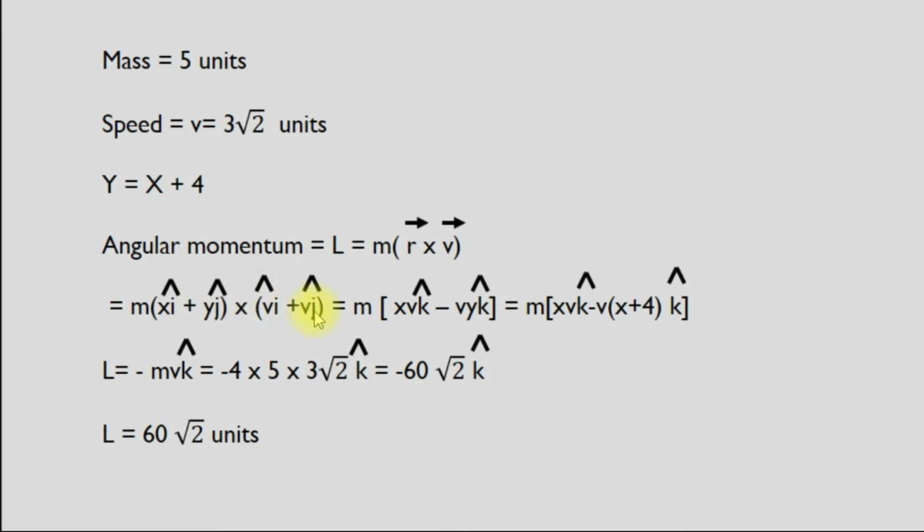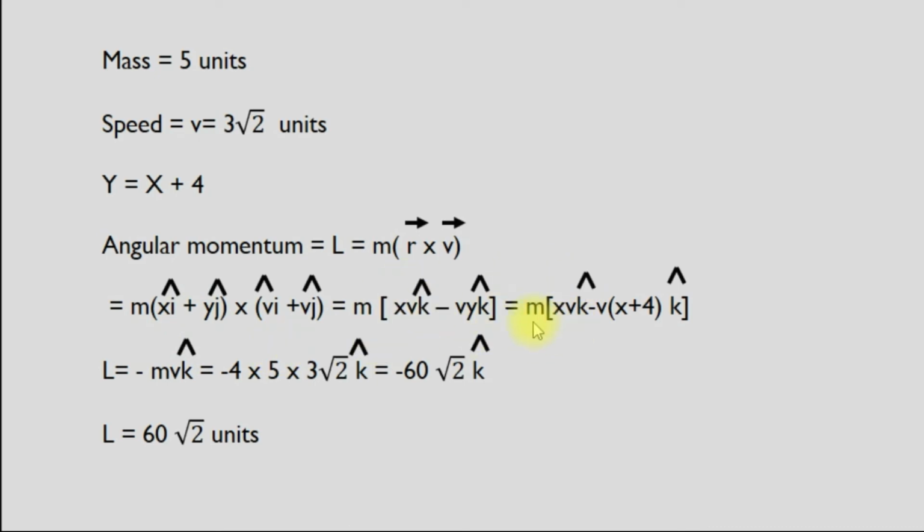So multiplying these two, we know that i cross i is equal to 0. So we need to cross i and j. When you multiply i and j, you have the value as x v, and i cross j is equal to k. So x v k cap minus the next term, which will be y j cap cross v j cap. j cap cross j cap is equal to 0. So j cap should be multiplied with i cap, that is y j cap cross v i cap. j cap cross i cap is equal to minus k cap. So here you have minus v y k cap.